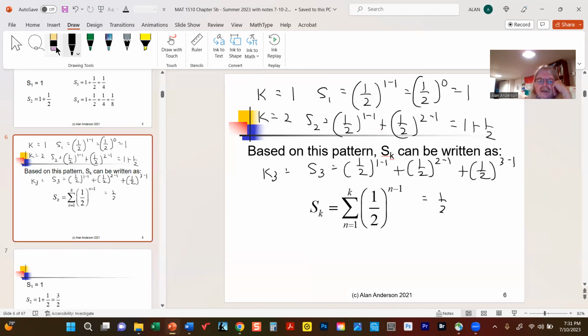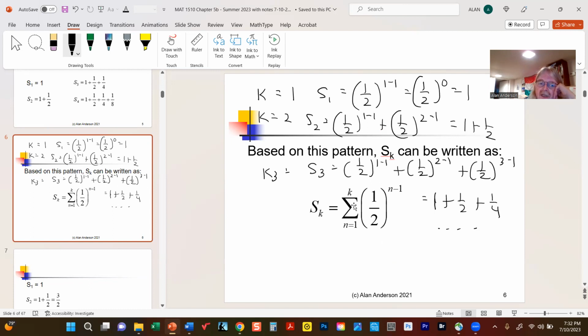1 plus 1/2 plus 1/4. So this is obviously correct. All right, so this is good that we've been able to reduce the partial sums into a formula. Now we can calculate any sum we want. And I think you can see where this is going. We can take a limit as k goes to infinity.